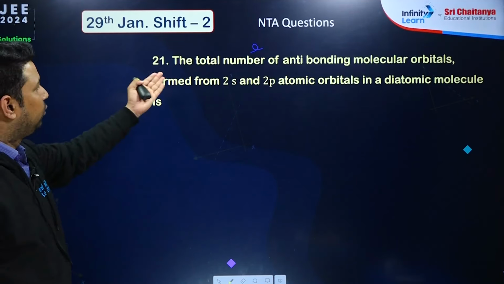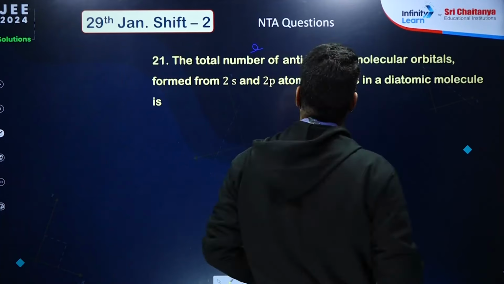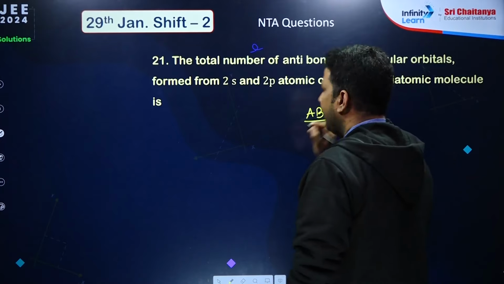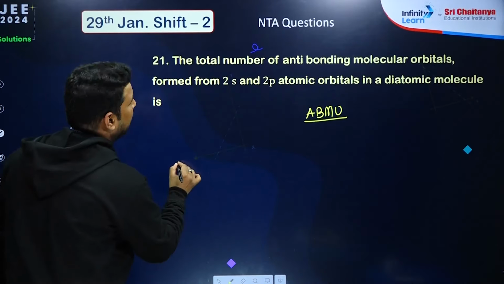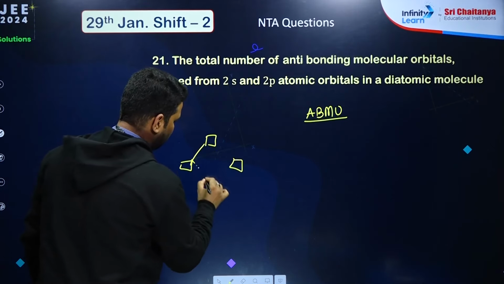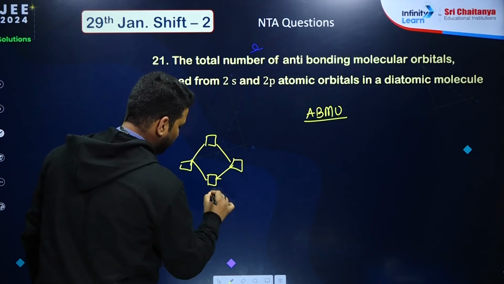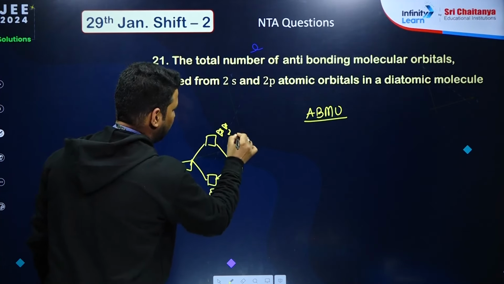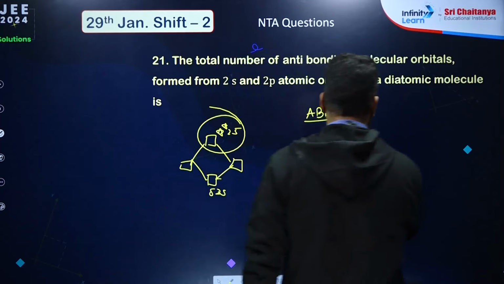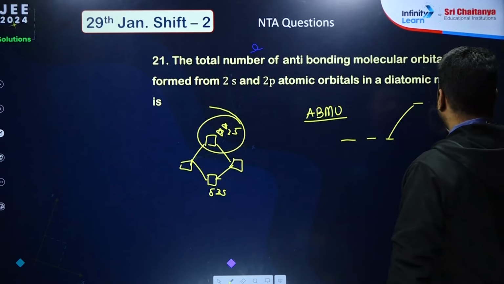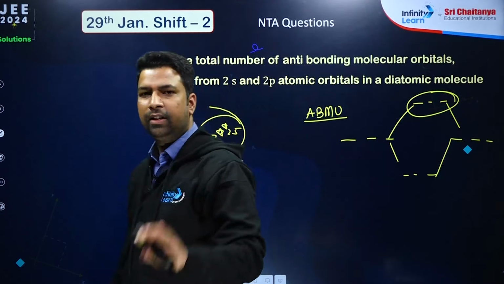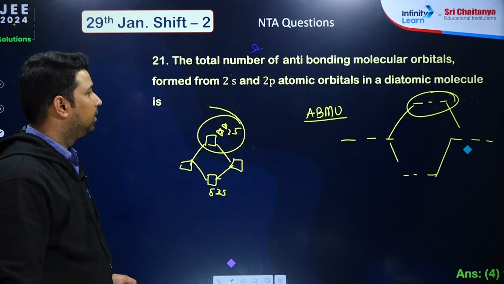Question number 21. Total number of anti-bonding molecular orbitals, ABMO, they are asking about. If you have 2s, sigma 2s, sigma asterisk 2s. When 2s and 2s combine, one anti-bonding orbital will form. When 2p combine, 3 and 3, so 3 will be anti-bonding and 3 will be bonding. So 3 anti-bonding plus 1 anti-bonding, answer will be 4. 4 ABMOs will form. So answer was 4.